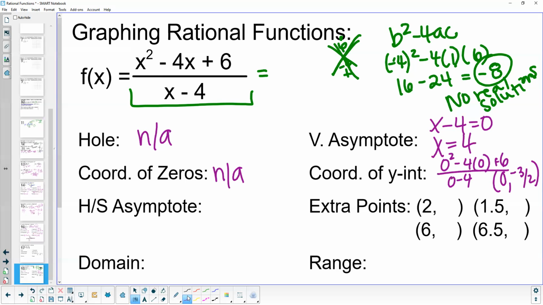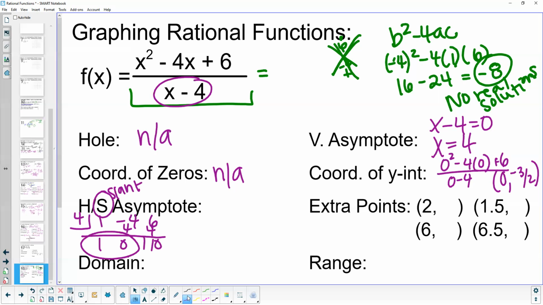Now, because the top is bigger than the bottom, we know we are going to have a slant asymptote here. So in order to find that slant asymptote, we are just going to divide these two polynomials. Because this bottom is in the form of x plus or minus a constant, we can actually use synthetic division here. So I'm going to use 4, because we want to switch our signs. 1, -4, and 6. Bring our 1 down, and we get 4, 0, 4, 10.